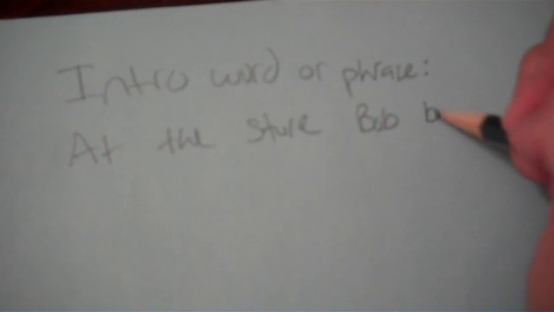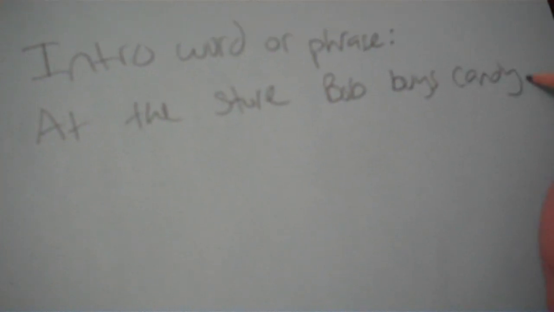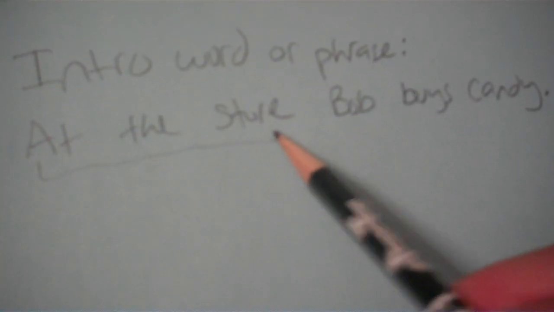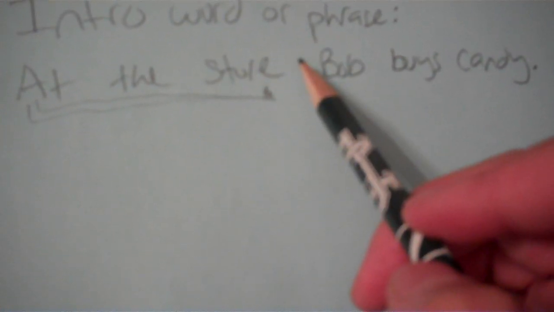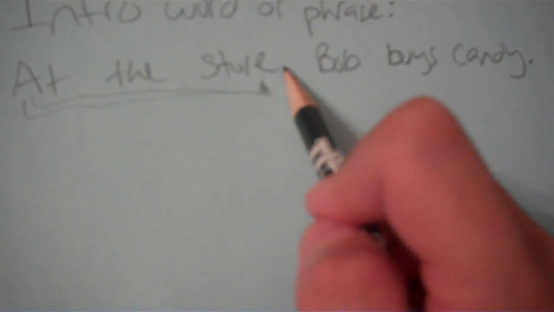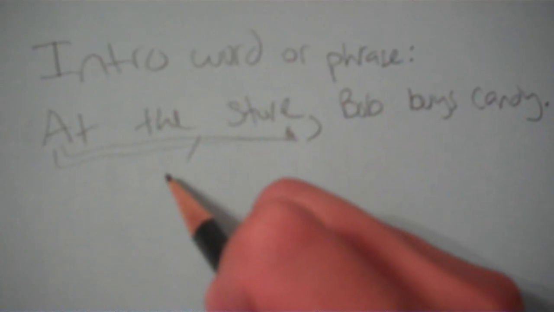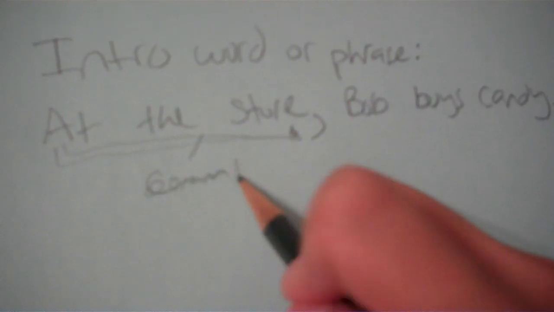So for example, if I have a sentence like, at the store, Bob buys candy. Notice, I have an intro phrase that starts off the sentence. You know it's an intro phrase because if you take off at the store, Bob buys candy still makes sense. So you have something that's starting off the sentence that is not necessary. So when you have an intro phrase, you need a comma. So this is your intro phrase.